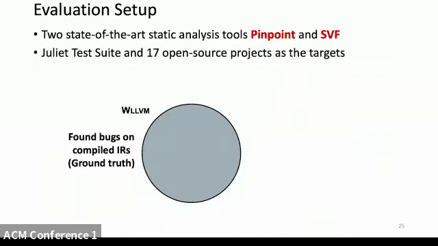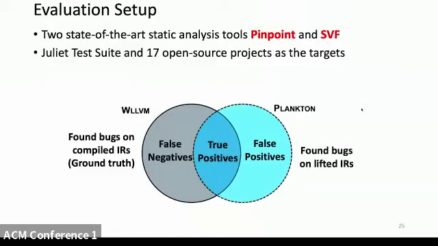In the evaluation, we use both the Juliet test suite and 17 open source projects as the bug detection targets. The ground truth is defined as the bugs found in the compiled IRs, and all other metrics are defined by the results in the sections.